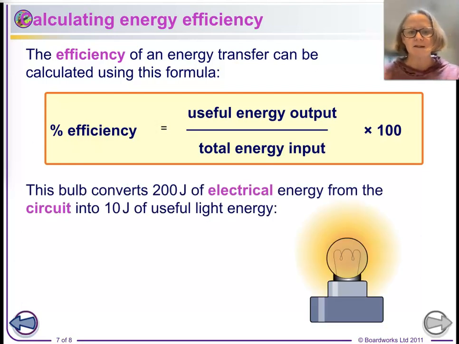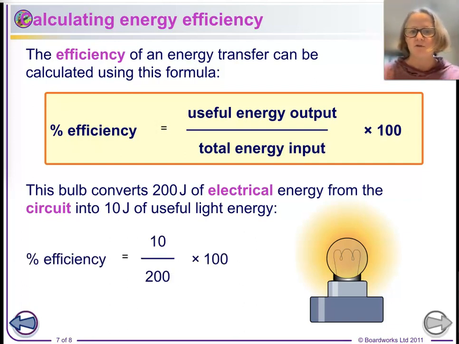So let's have a look at a worked example. We've got a bulb converting 200 joules of electrical energy into 10 joules of useful light energy. So the efficiency is 10 divided by 200, multiplied by 100 to convert it into a percentage. That gives us 5%.